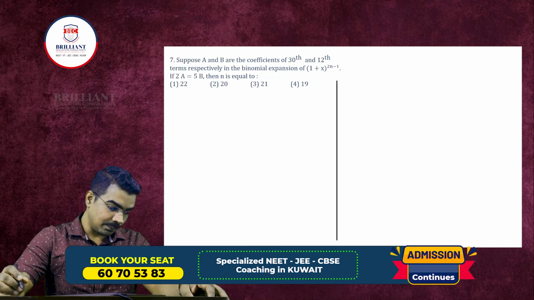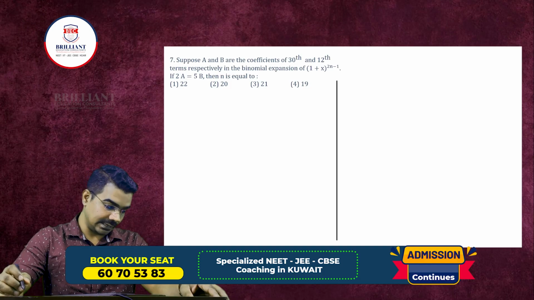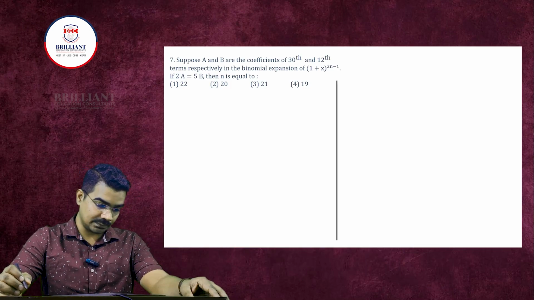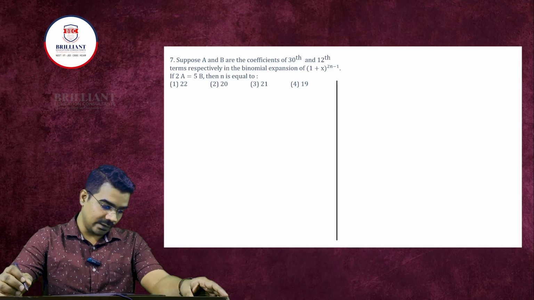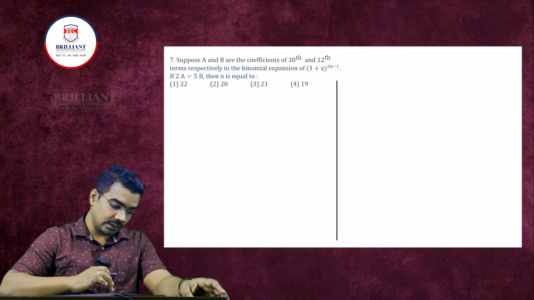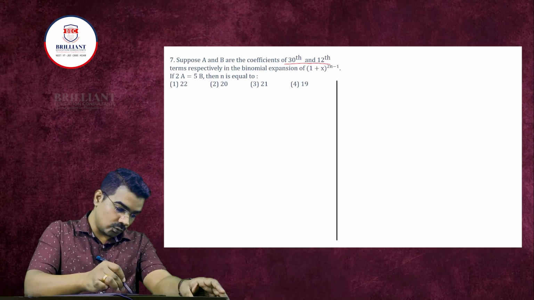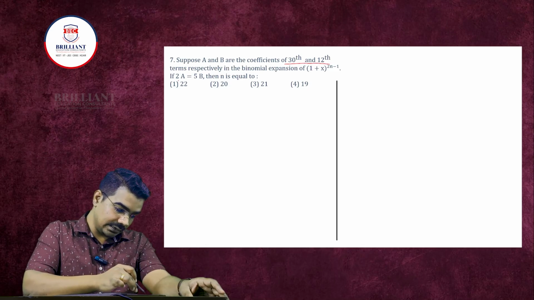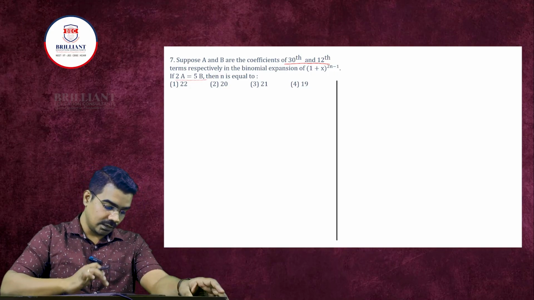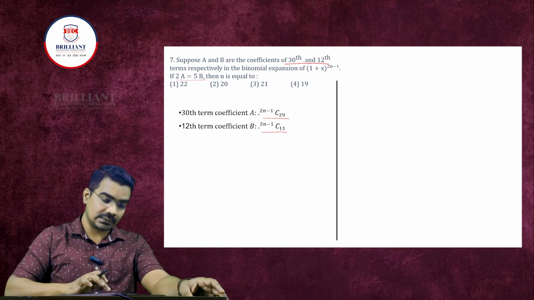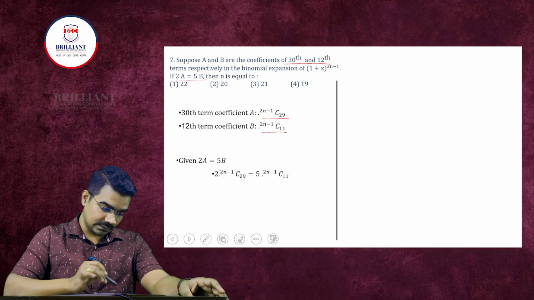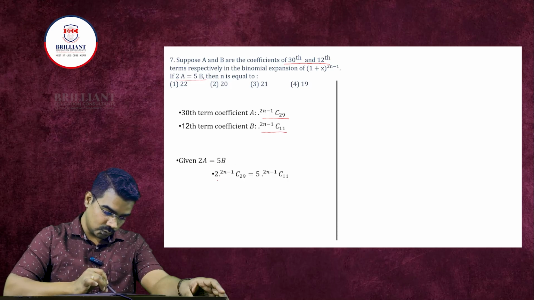So the next question, suppose A and B are coefficients of the 30th and 12th term respectively in the binomial expansion of (1 plus x) the whole raised to 2n minus 1. If 2A is equal to 5B, then n is equal to. So it is given that the 30th and 12th terms respectively are in the relation 2A is equal to 5B. So what are our 30th and 12th terms? The 30th term is (2n minus 1)C29 and the 12th term is (2n minus 1)C11. So given the relation 2A is equal to 5B, it is 2 into A, 5 into B.